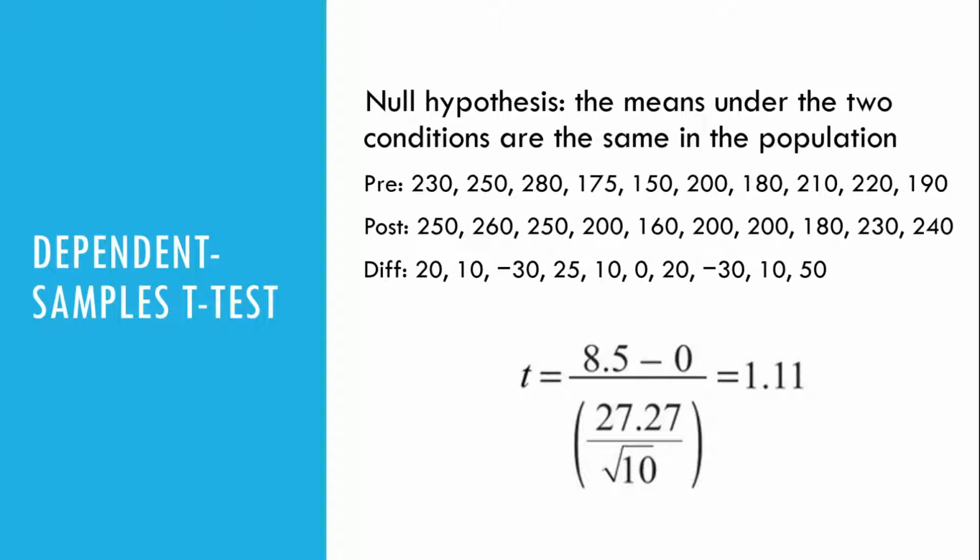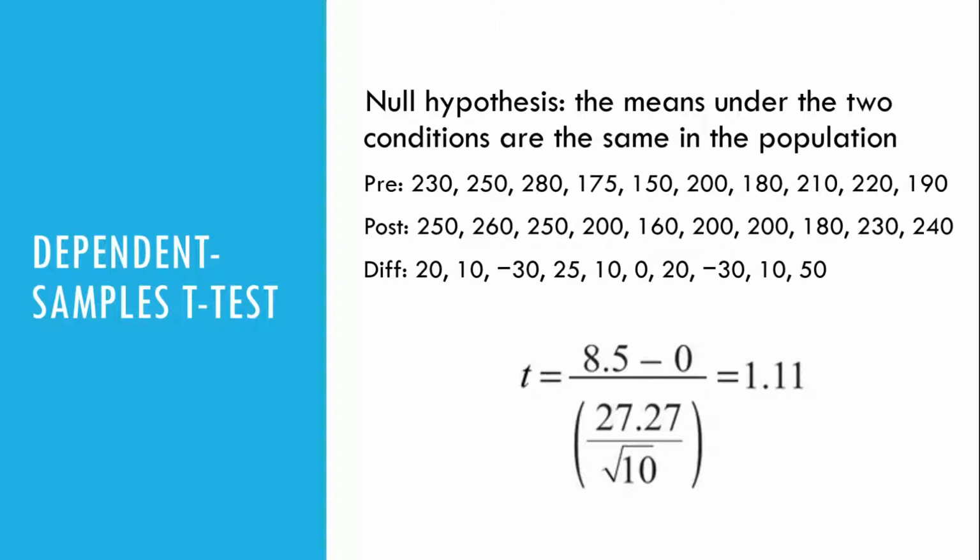In this example, it makes sense to subtract the pre-test estimates from the post-test estimates so that positive difference scores mean that the estimates went up after the training and negative difference scores mean the estimates went down. The mean of the difference scores is 8.5 with a standard deviation of 27.27. The health psychologist can now compute the t-score for his sample as shown on screen.